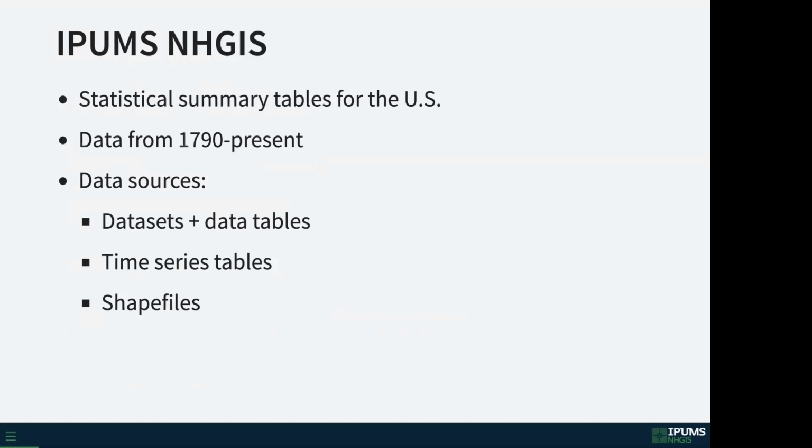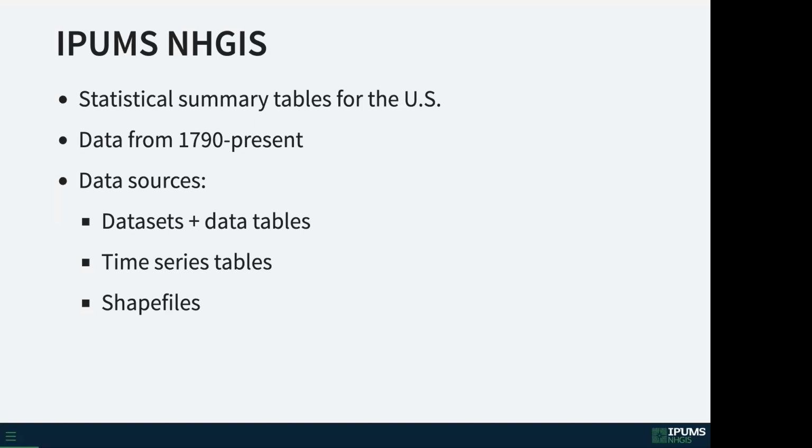All right, so first, IPUMS NHGIS. NHGIS is the IPUMS product that provides summary statistics for the United States. This is distinguished from other IPUMS products that provide microdata, which are individual records for households or individuals. NHGIS provides aggregate statistics, so counts, percentages, that kind of thing, for specific geographic units for the US. We have data from 1790 to the present at various geographic levels, going all the way down to the block level.